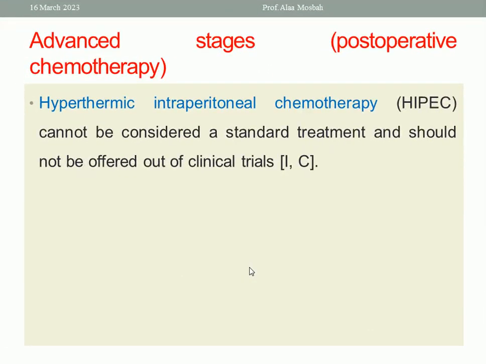Is there any role for hyperthermic intraperitoneal chemotherapy? Hyperthermic intraperitoneal chemotherapy cannot be considered standard treatment and shouldn't be offered outside clinical trials. So it is not a routine treatment in ovarian cancer. It is only used in clinical trials, in research, but don't use it as a standard treatment. I hope it is clear enough.